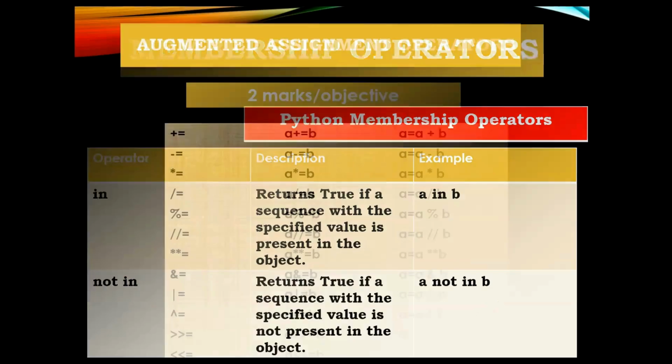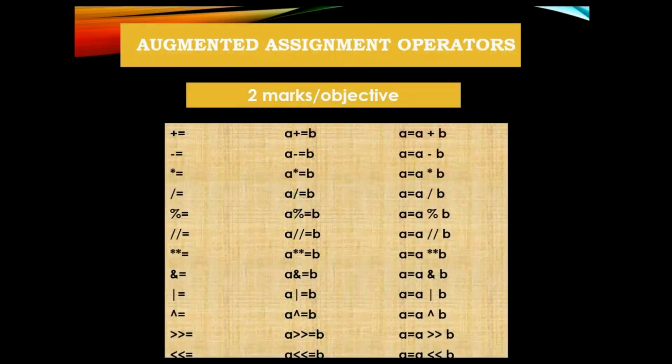Let us move on to the next type of operators, called augmented assignment operators. This is nothing but plus equals, which can be written as A plus is equal to B. I have told you about these as shorthand assignment operators.